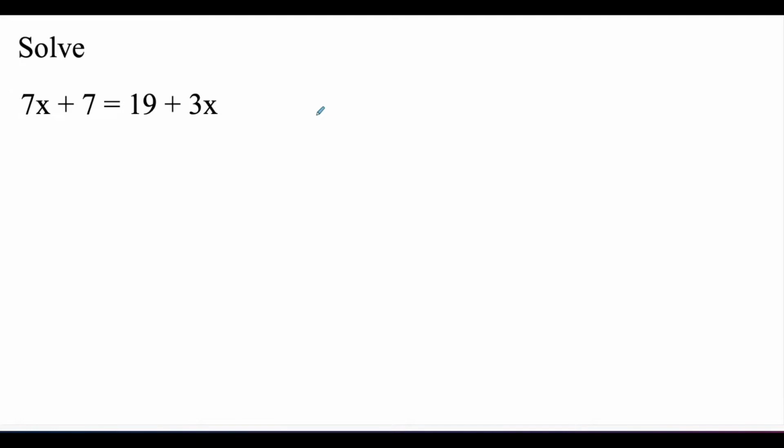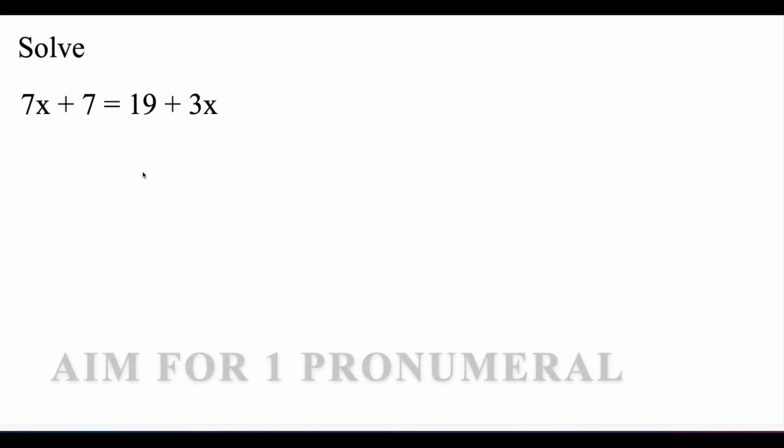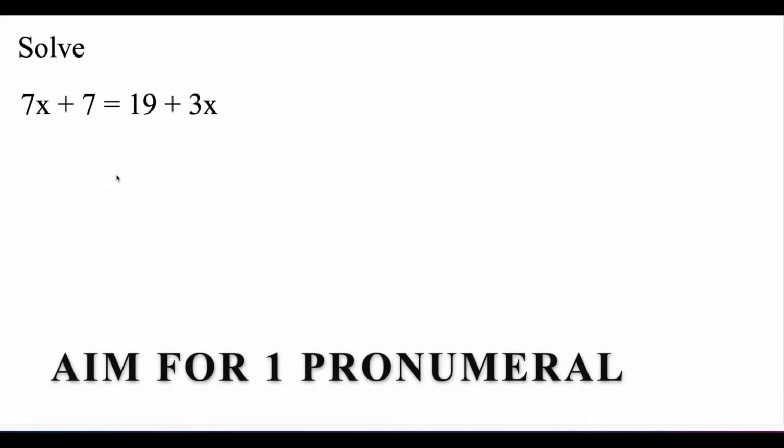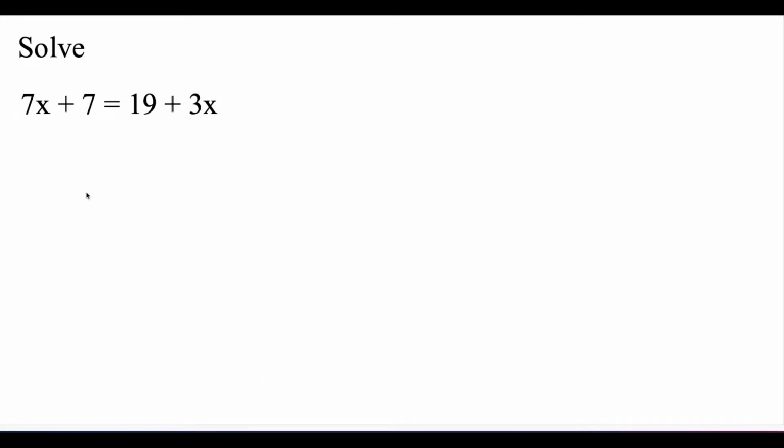Now, the aim of this is to try and make sure that there's only one pronumeral on one of the sides. So at the moment, there's one on each side. We want to break this down into something with a pronumeral on one of the sides. So there's two methods that we can do this. To get rid of the pronumeral on the left hand side, what we can do is take away 7x. Now remember, if we do this to the left hand side, we also have to do it to the right hand side because that's fair, right? So this is one option.